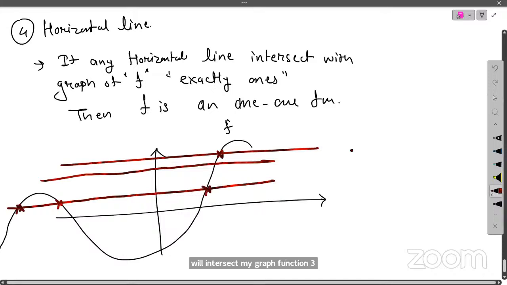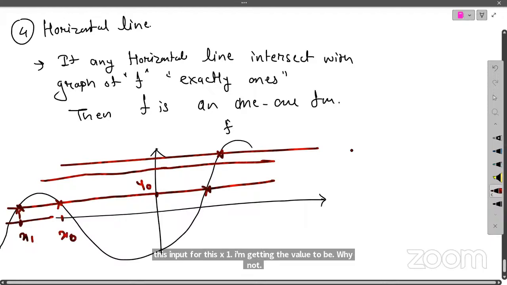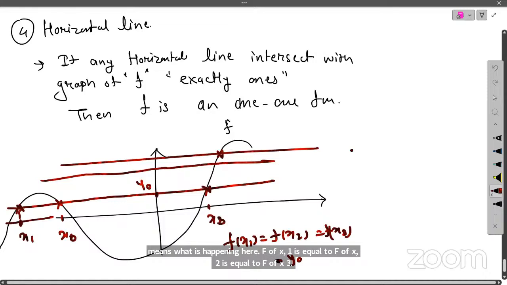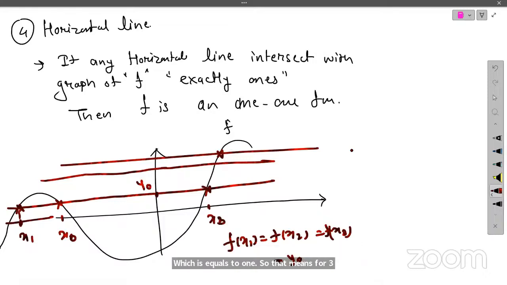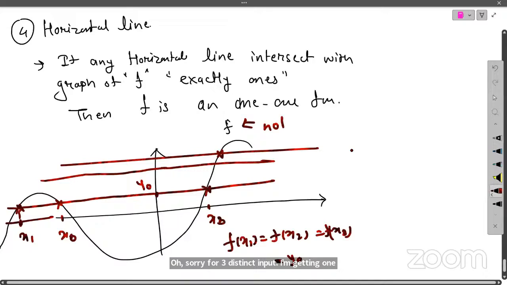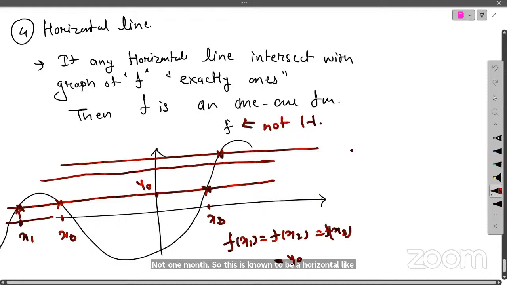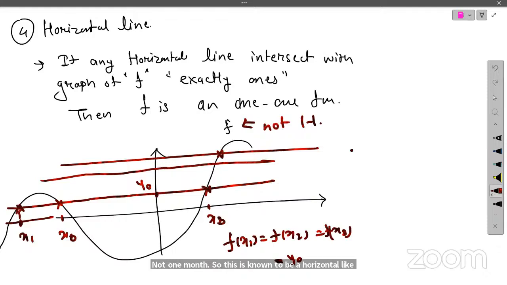That means for this x1, I'm getting the value y0, and for this x2 also I'm getting y0, and for this x3 also I'm getting y0. That means f of x1 equals f of x2 equals f of x3, which equals y0. So for 3 distinct inputs, I am getting one single output. That's why this function is not one-one. So this is known as the horizontal line test. But this is applicable only if the graph of the function is given to you.